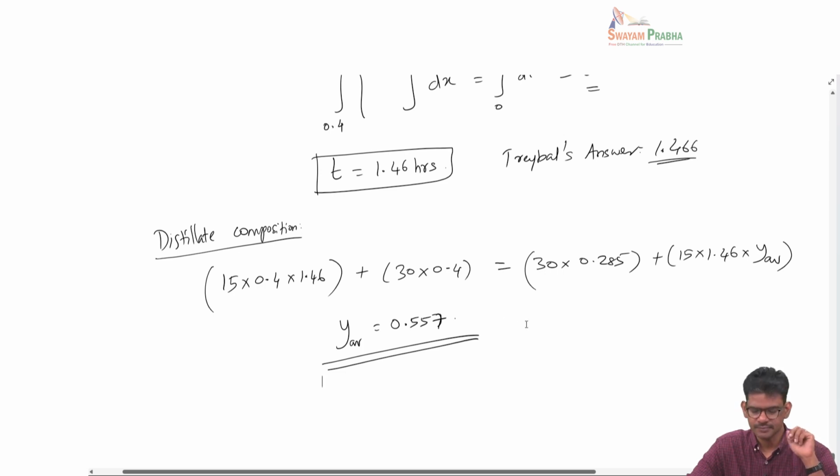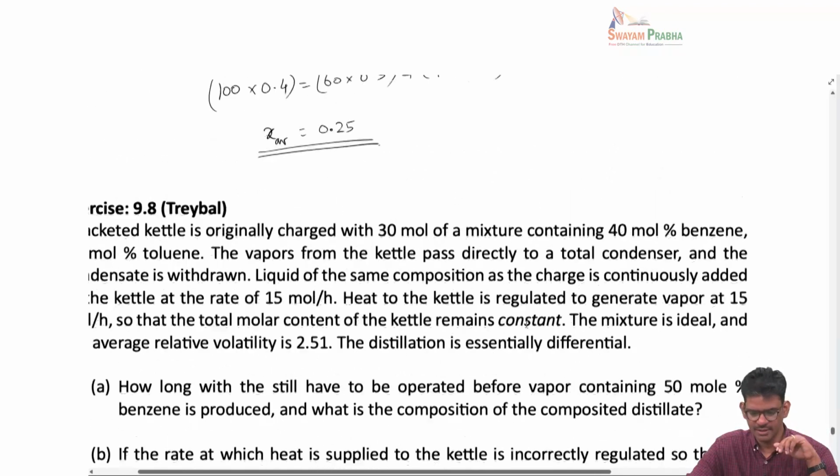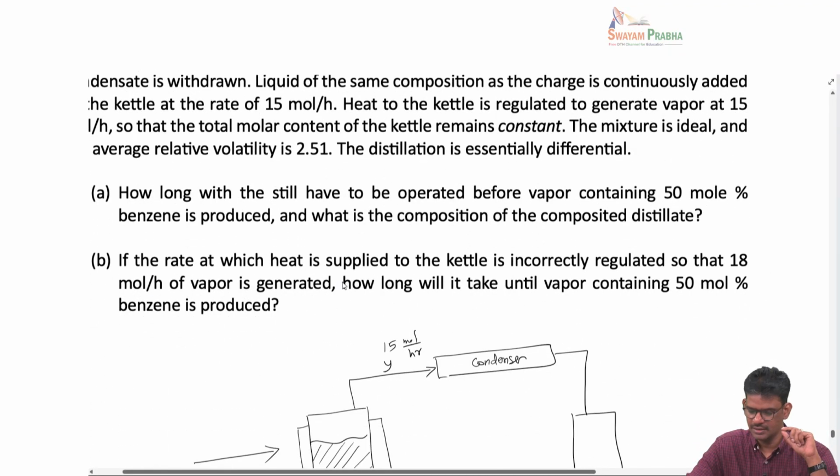Now if you go to part B, it has a very similar kind of question. The only thing is the flow rates are different. So again you have to go back to the basics, do the mass balance, set up the equations, and then solve this. Okay, we'll stop here.